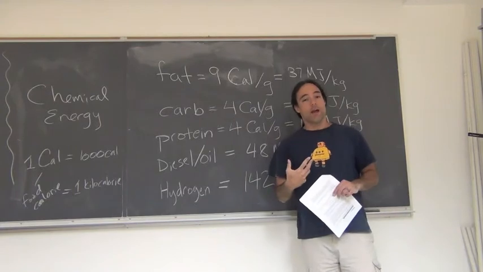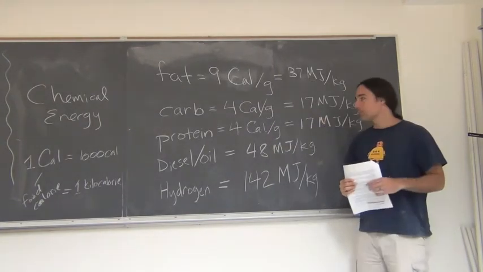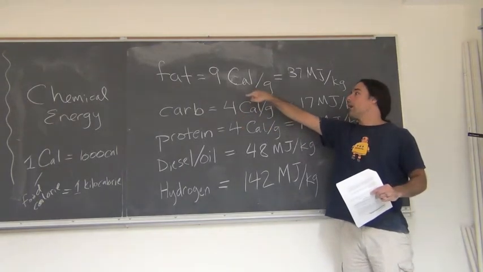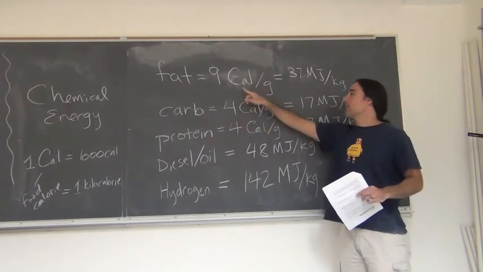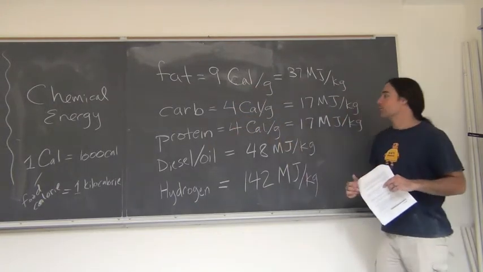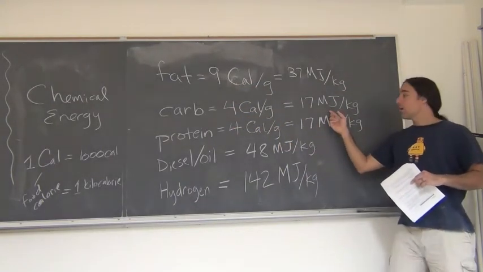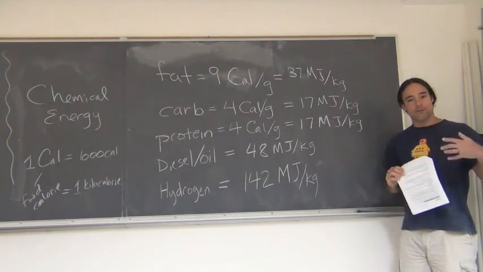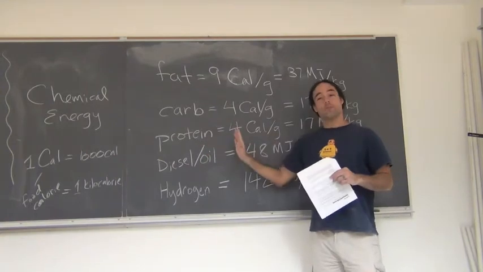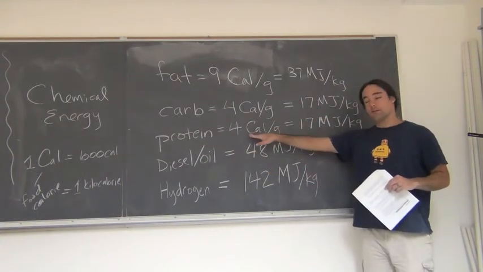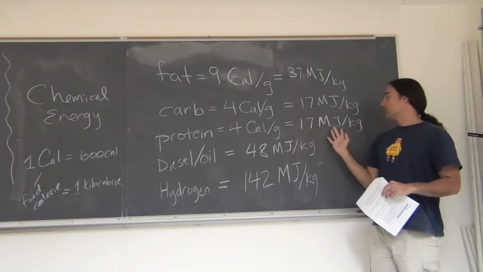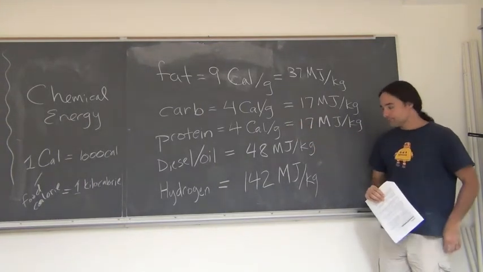Now let's say we go to carbohydrates. Okay, so you eat some pasta. Well, carbohydrates are less than half as dense in energy as fat is. So fat is about 9 calories per gram, carbohydrates about 4 calories per gram. And that gets you about 17 megajoules for every kilogram of carbohydrate that you eat. Protein is about the same as a carbohydrate, again, 4 calories per gram, and 17 megajoules per kilogram.